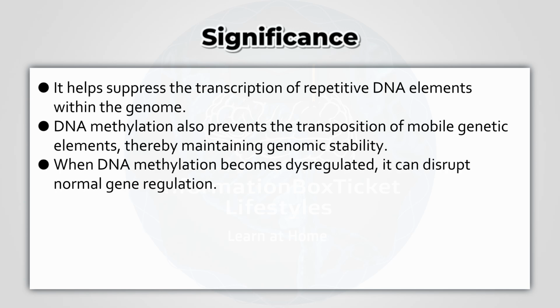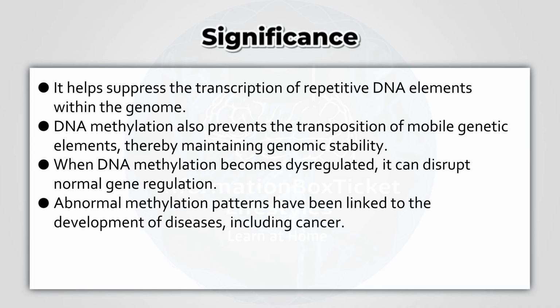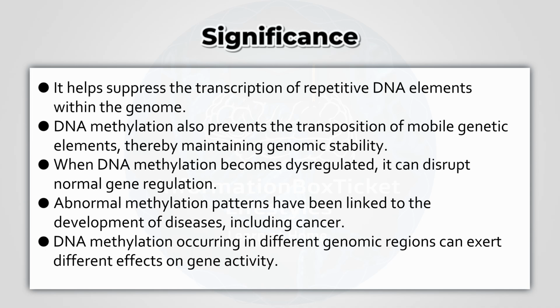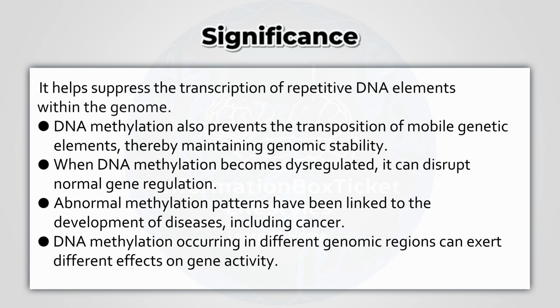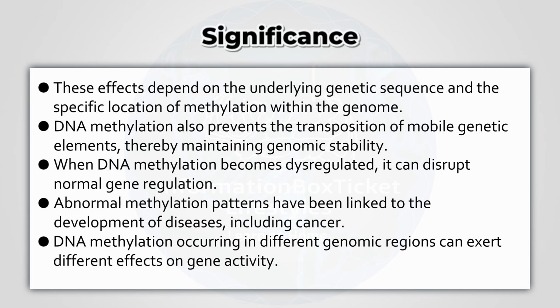When DNA methylation becomes dysregulated, it can disrupt normal gene regulation. Abnormal methylation patterns have been linked to the development of diseases, including cancer. DNA methylation occurring in different genomic regions can exert different effects on gene activity. These effects depend on the underlying genetic sequence and the specific location of methylation within the genome.